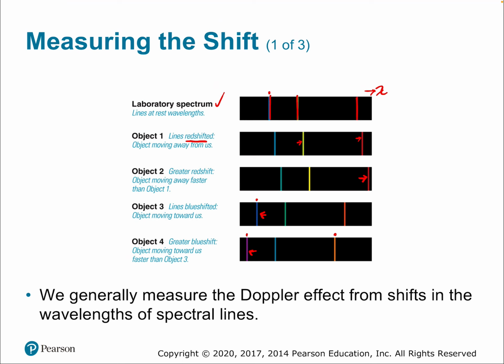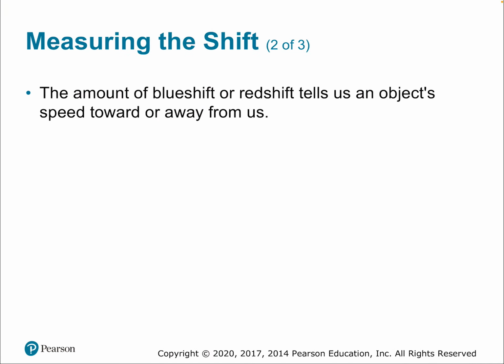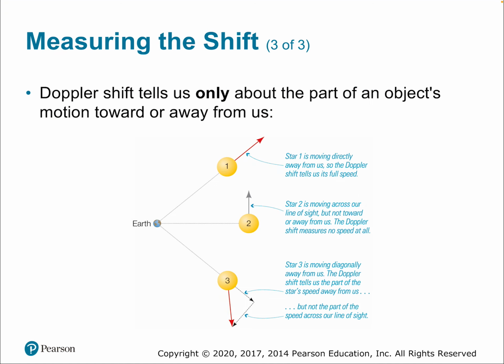We generally measure the Doppler effect from shifts in the wavelength of spectral lines because it's more reliable. It's hard to find a continuous spectrum and know exactly what it would be like at rest, because there's no star that's at rest relative to us. Everything is moving. So the amount of blue shift or red shift tells us an object's speed towards or away from us. It can tell the speed exactly, right down to meters per second, with incredible precision.